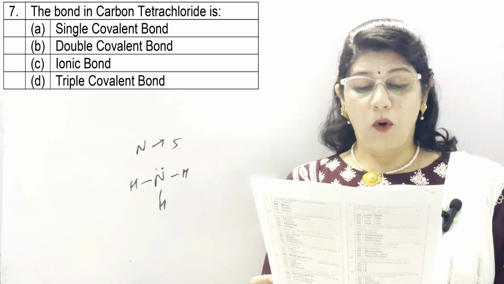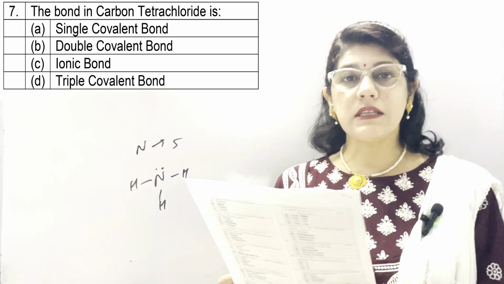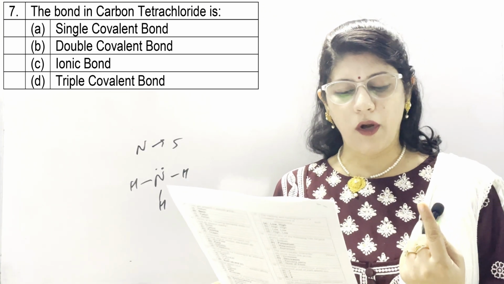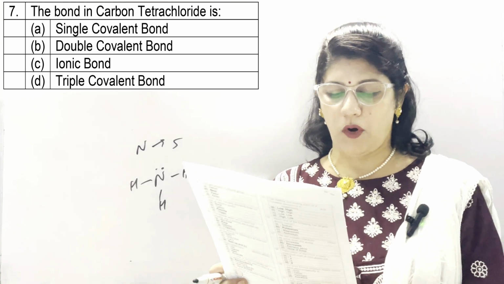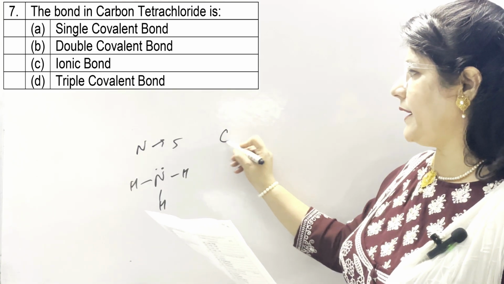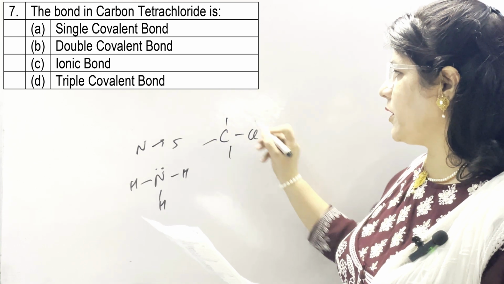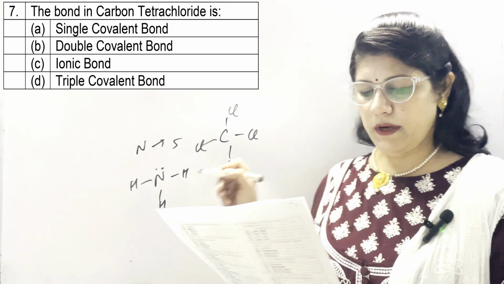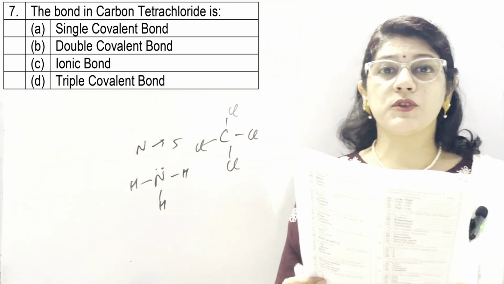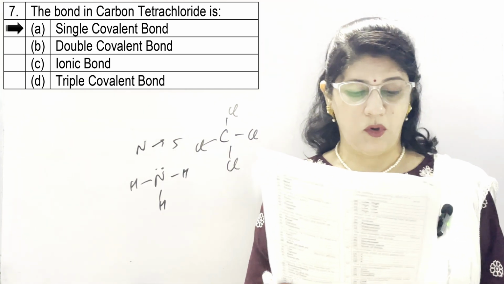MCQ 7 is: the bond in carbon tetrachloride is. A option is single covalent bond, B is double covalent bond, C is ionic bond and D is triple covalent bond. We know that carbon tetrachloride has carbon along with 4 chlorine atoms. It means 4 single covalent bonds are present in it. So correct option is A, single covalent bond.